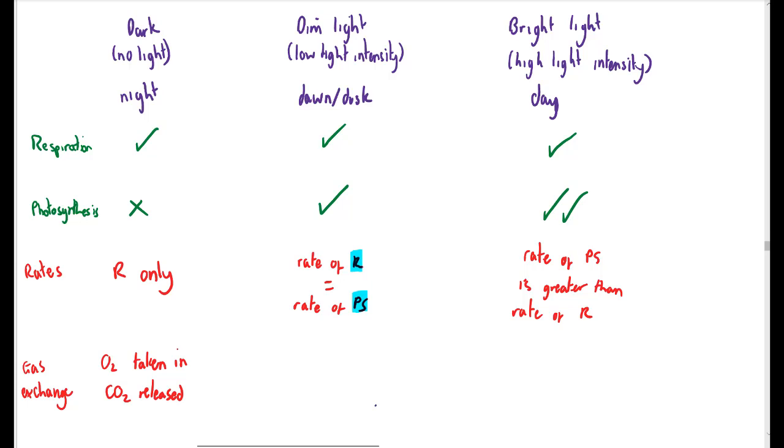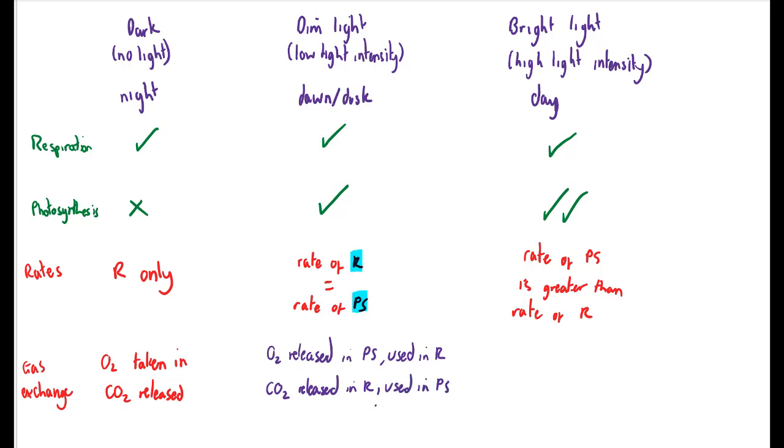And then in dim light, because the rate of respiration equals the rate of photosynthesis, any oxygen released in photosynthesis gets used in respiration, and any carbon dioxide released in respiration gets used in photosynthesis.